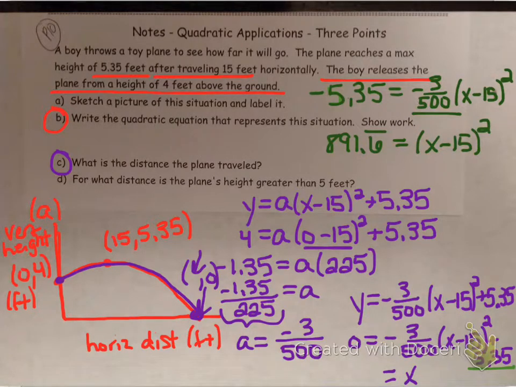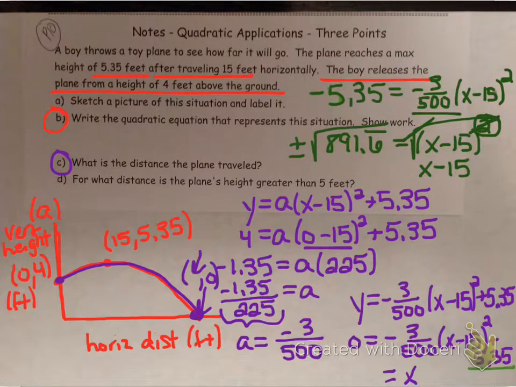The reason I wanted to do that is because my next step is going to be to square root both sides to get rid of this squared right here. So square rooting it will get rid of the squared and leave the x minus 15. Now, what you guys were taught in Algebra 1 is that when you square root to solve, you need to do plus or minus.